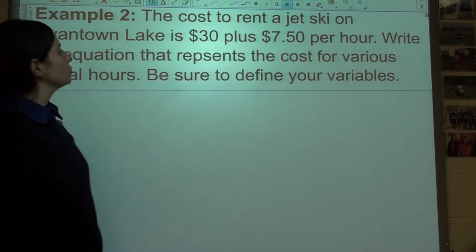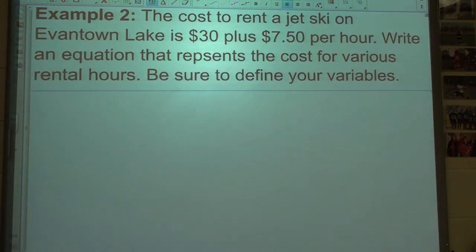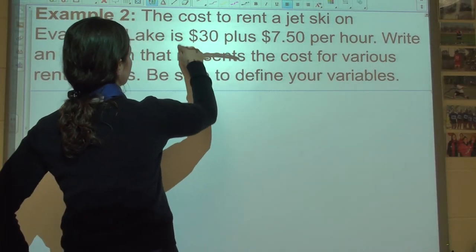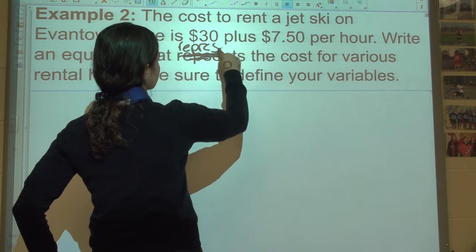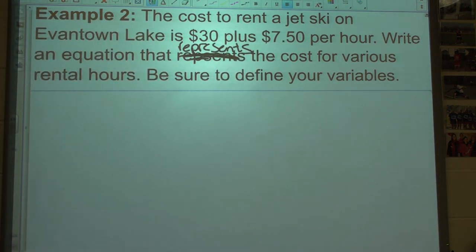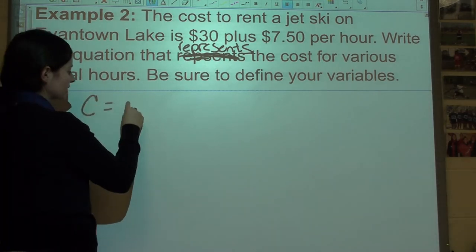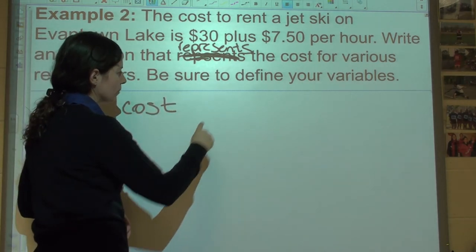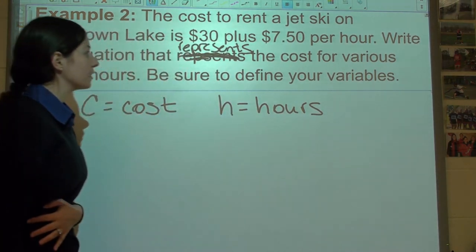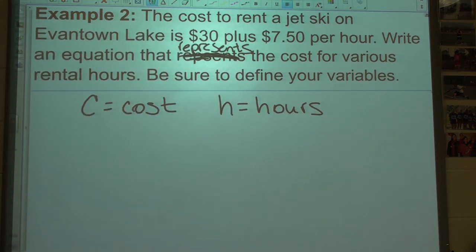The cost to rent a jet ski on Evantown Lake is $30 plus $7.50 per hour. Write an equation that represents the cost for various rental hours. Be sure to define your variables. So, we're going to say my cost is going to be C, and my hours is going to be H. And I'm sure no one can figure out how I got those letters.